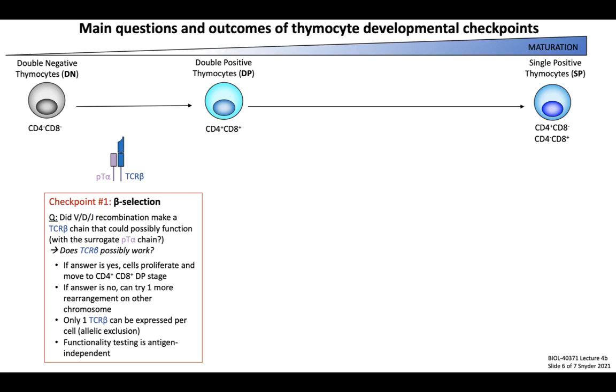Also, remember that because the pre-TCR signals by itself, it doesn't require peptide MHC stimulation, so this checkpoint is antigen independent. Thymocytes that have successfully rearranged a functional TCR beta chain are capable of passing this checkpoint, which is shown by their proliferation and expression of the co-receptors CD4 and CD8, which reflects their advancement to the double positive stage of development.